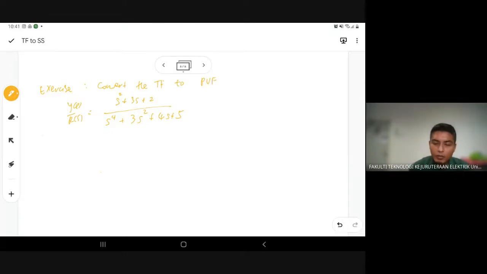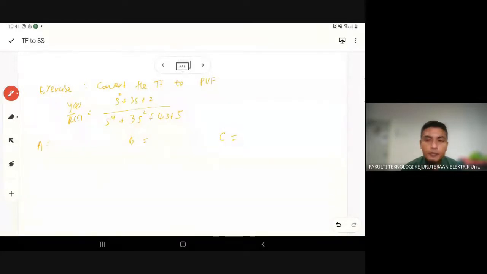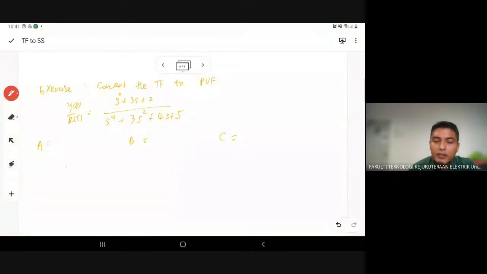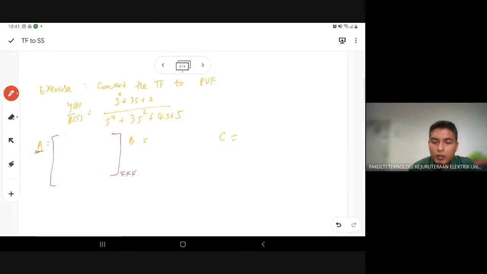Firstly, you need to obtain your A, your B, your C. Or we can do it together. All right. Firstly, what is the order of the system? It means your matrix will be in what dimension? Your A matrix is in what dimension? 4 by 4. Okay, can you please help me fill up the first 3 rows?